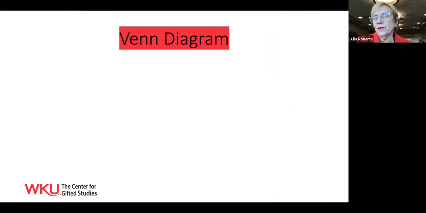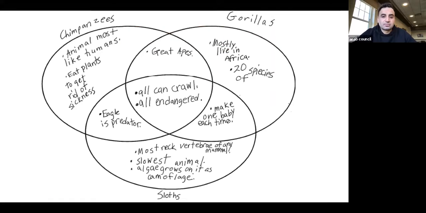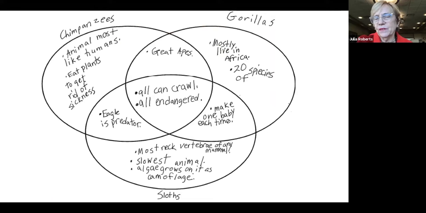A Venn diagram is something that most teachers know. The Venn diagram, most people know this. We have found that by taking the circles and putting them into ovals, there's far more room for writing.